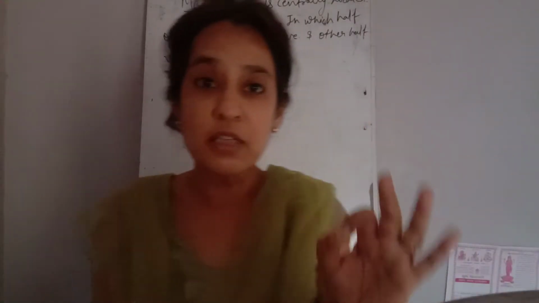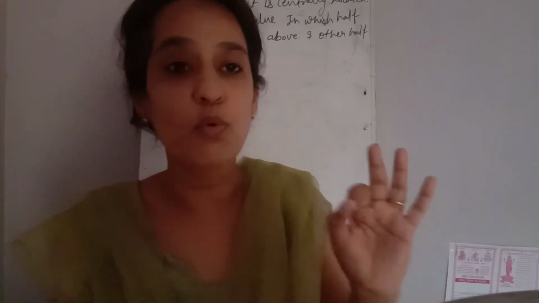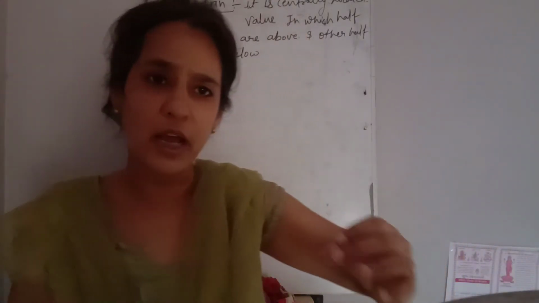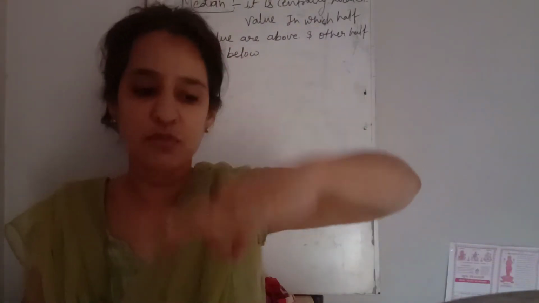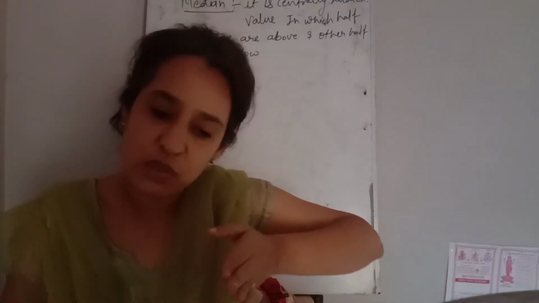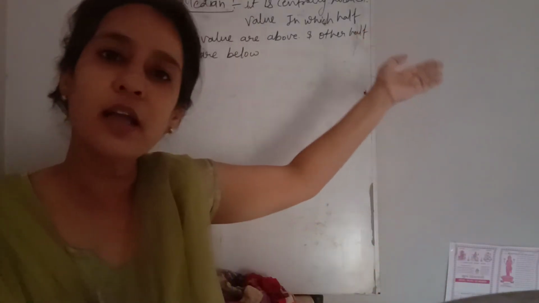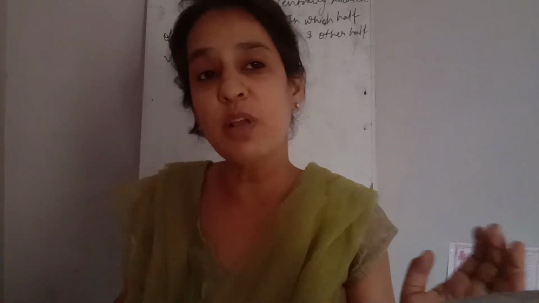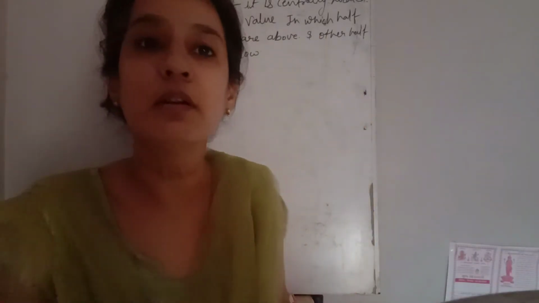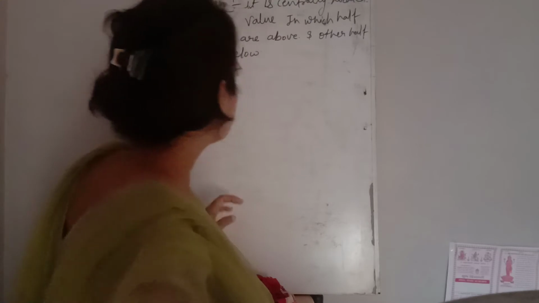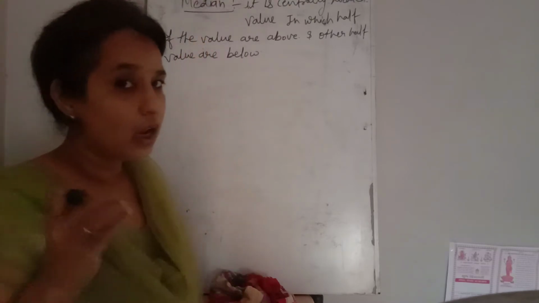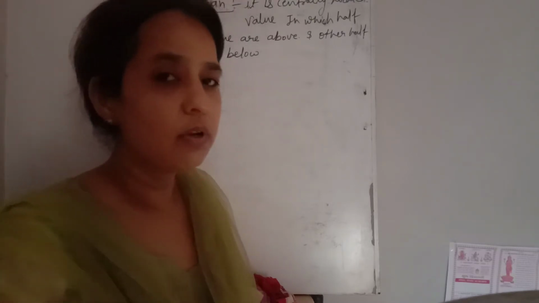That mid value is known as the median. The child who stands in the middle is known as the median. Half of the students will be taller than that child and half of the students will be shorter than that child's height, so that is known as the median. Now, we have to calculate the median.